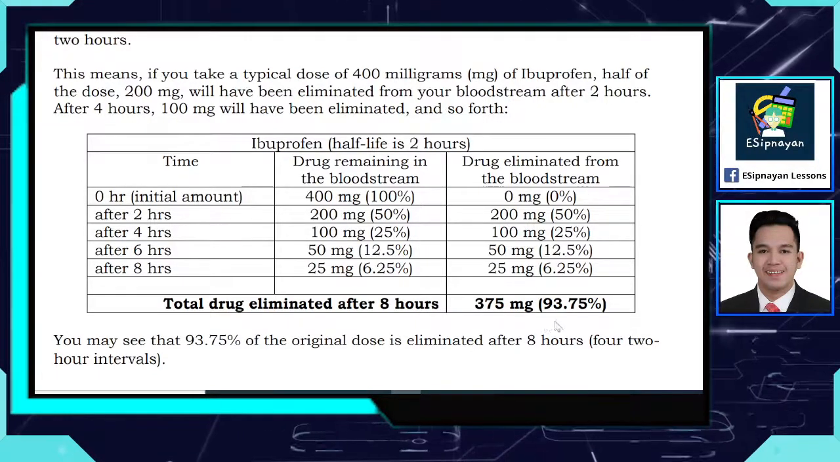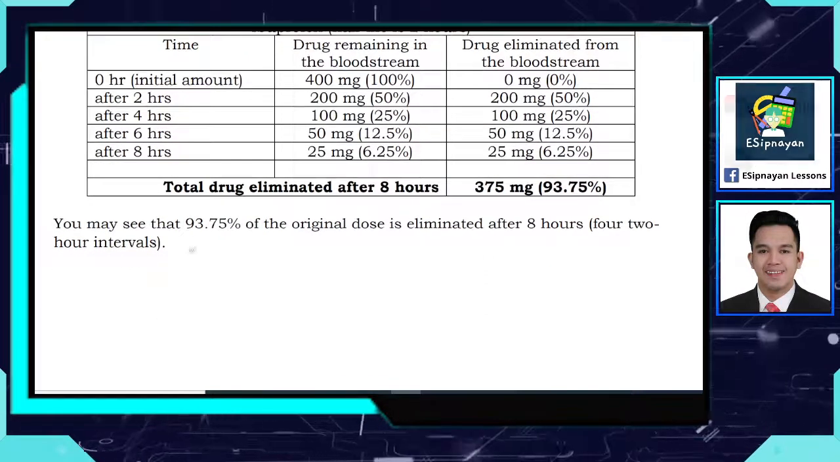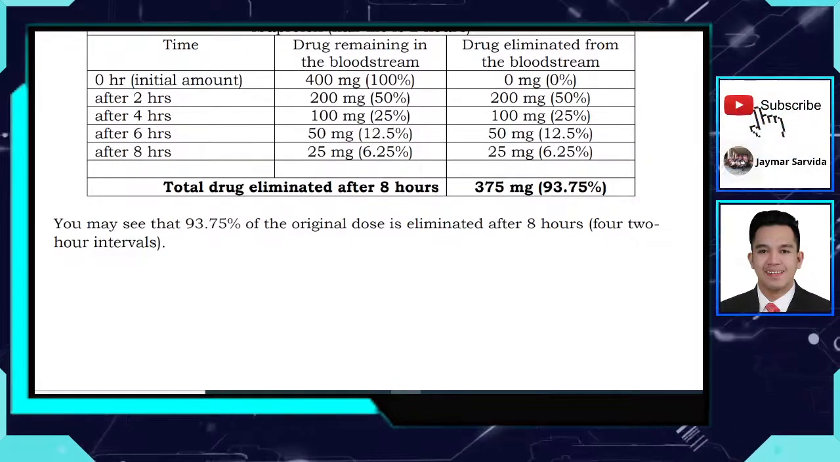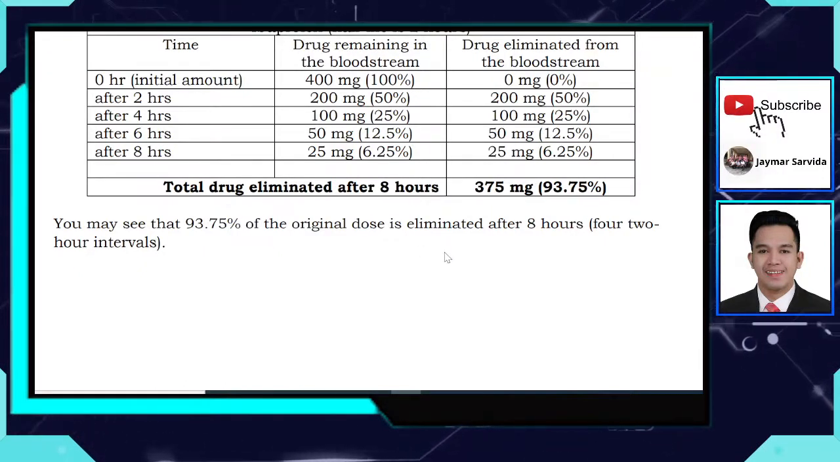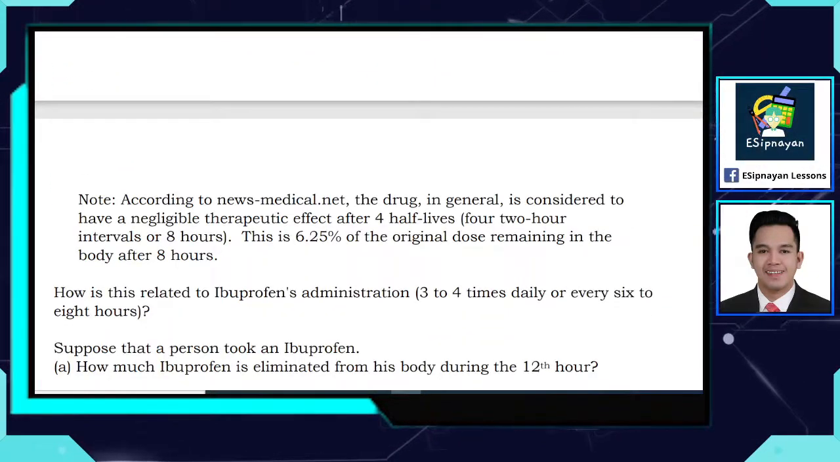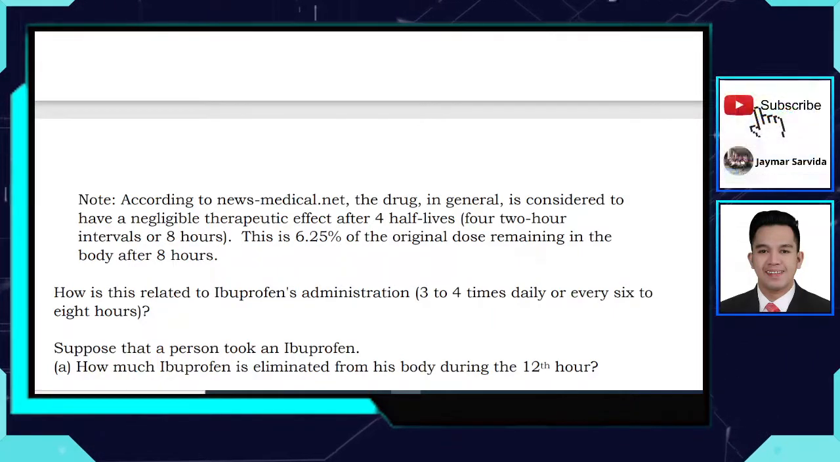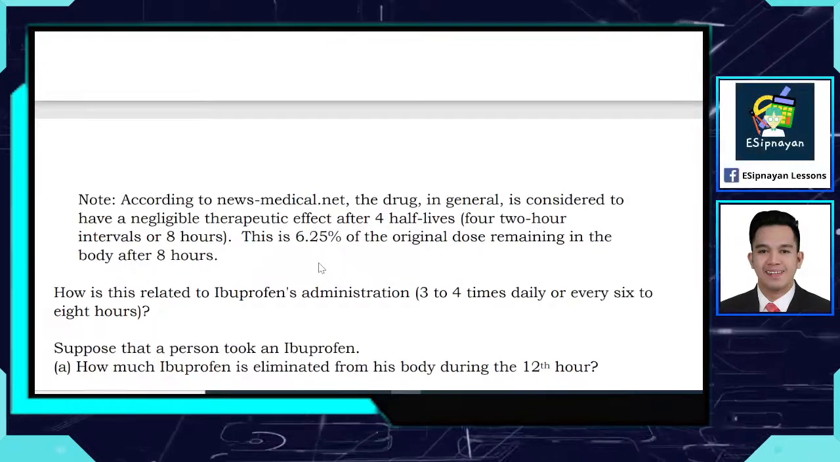So the total drug eliminated after 8 hours is 375 milligrams or 93.75%. So you may see that 93.75% of the original dose is eliminated after 8 hours. So for 2-hour intervals yan ha. So note, according to newsmedical.net, the drug in general is considered to have negligible therapeutic effect after 4 half-lives. So for 2-hour interval or 8 hours, this is 6.25% of the original dose remaining in the body after 8 hours.